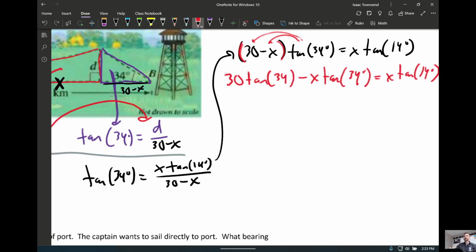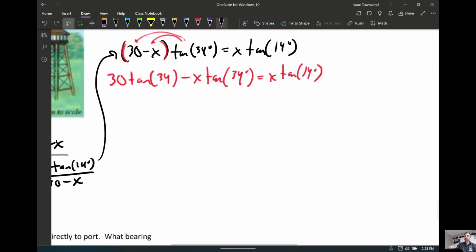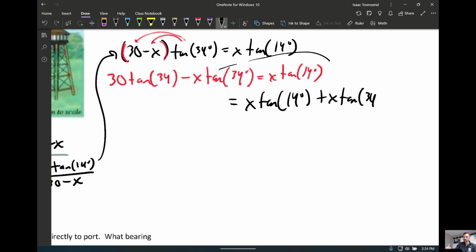Then, like any other time you're trying to solve for x, you want all the x stuff on one side. So this is already on the right side. I'm going to add this guy over, so he's on the right side. 30 times the tangent of 34 degrees is just a number, so I'm leaving it on the left side.